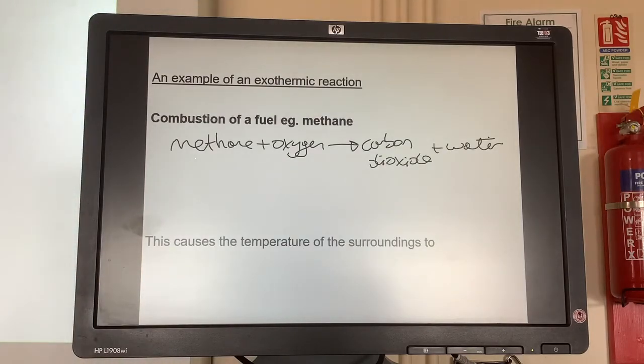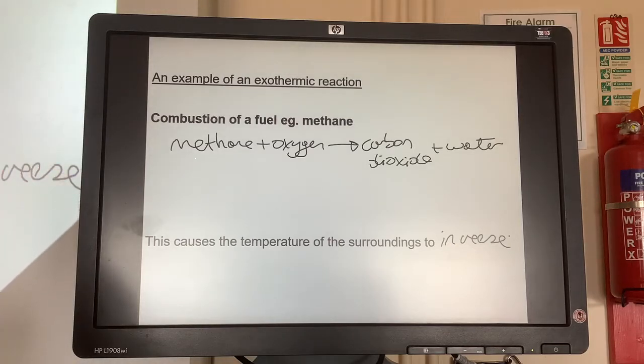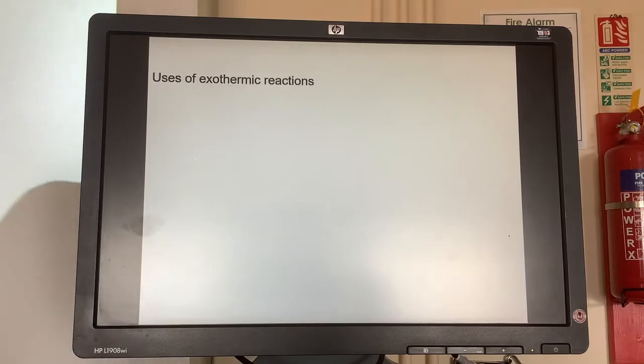Energy being released. This causes the temperature of the surroundings to do what? What would happen to the temperature surrounding the reaction? Well, the temperature would increase. So in an exothermic reaction, the temperature increases. So burning's a good example of an exothermic reaction.